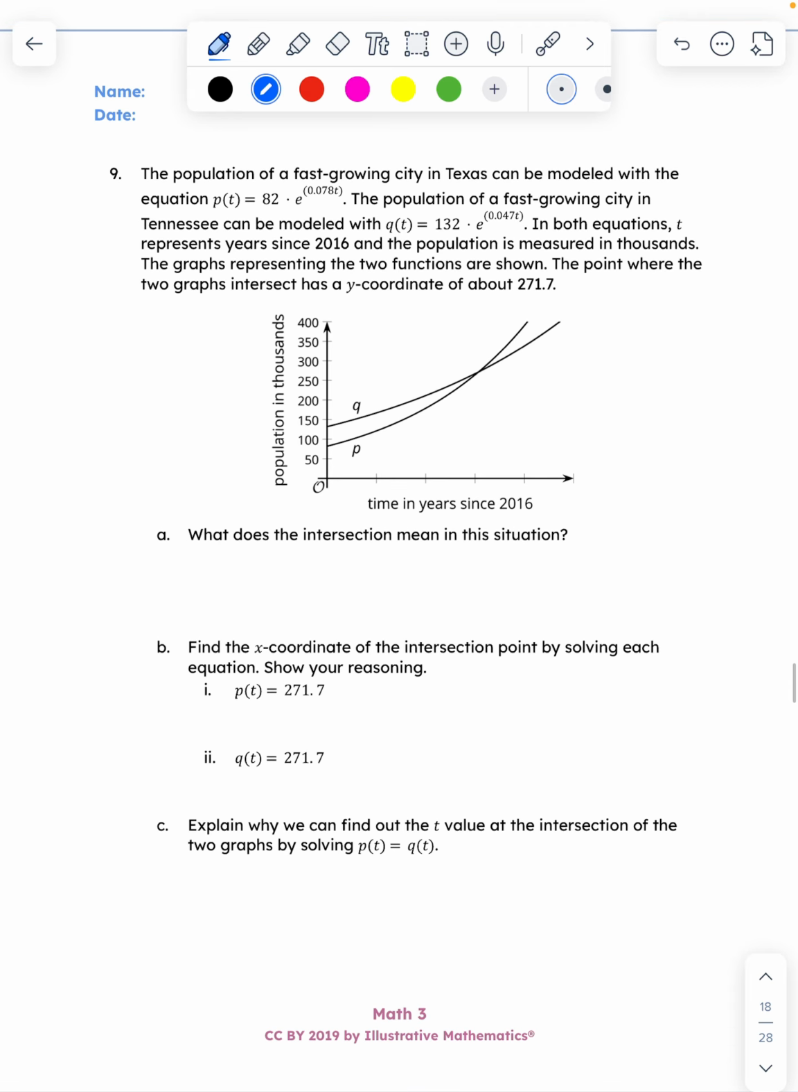All right, let's take a look at the city in Texas. Population of a fast-growing city in Texas can be modeled with this equation P. So I am going to highlight my equation P. And a fast-growing city in Tennessee is modeled by Q. So I'm going to highlight that one too. In both equations, we're measuring since 2016, which is good. It would be weird if it was different. And we're measuring the population in thousands. Same thing, good.